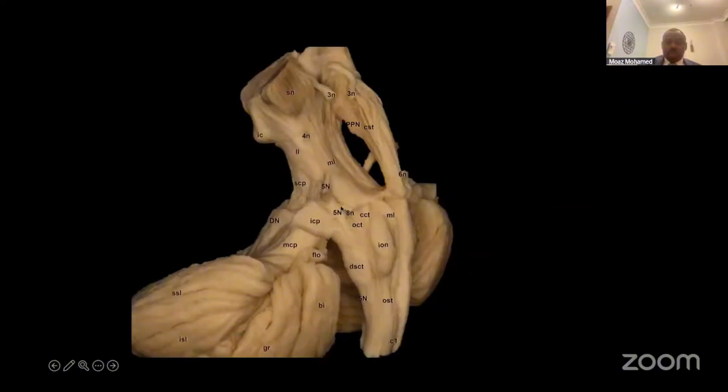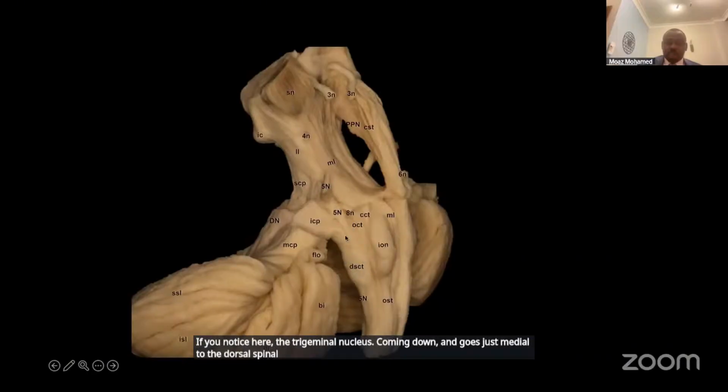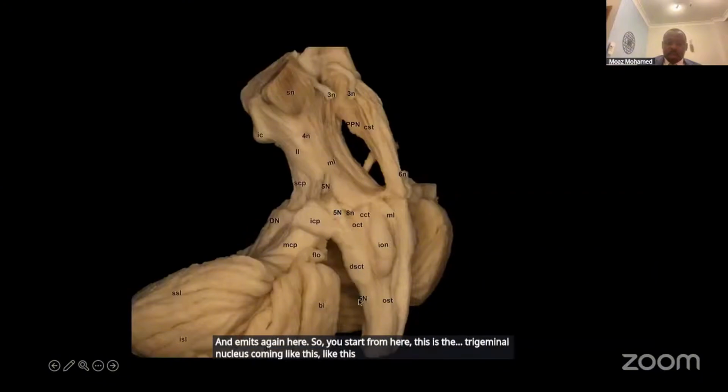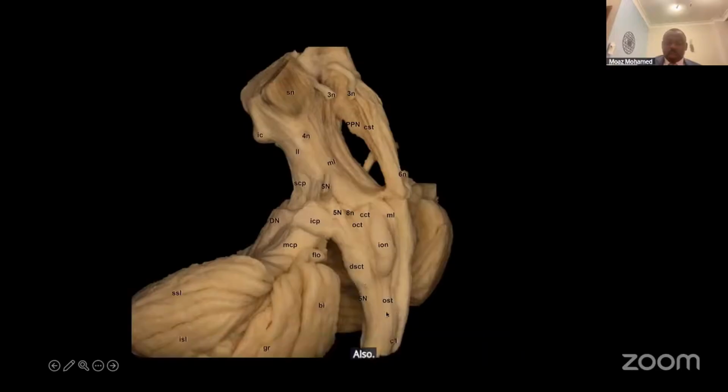If you notice here, the trigeminal nucleus comes down and goes just medial to the dorsal spinocerebellar tract here and emerges again here. So it starts from here. This is the trigeminal nucleus coming like this, and appearing here again. Also, this very important tract, the olivospinal tract, is going down here. Here's the C1.